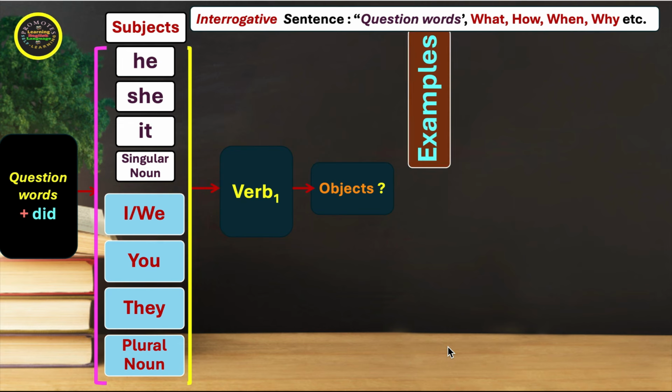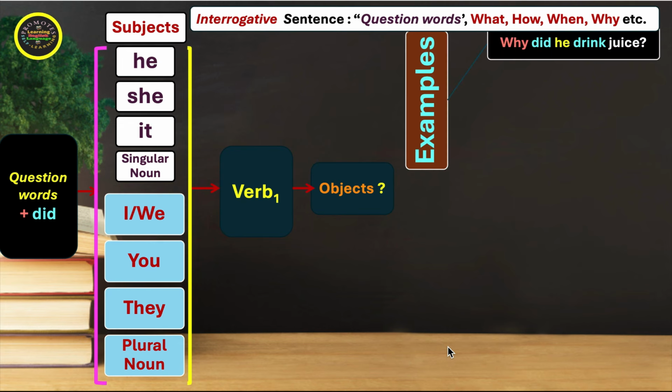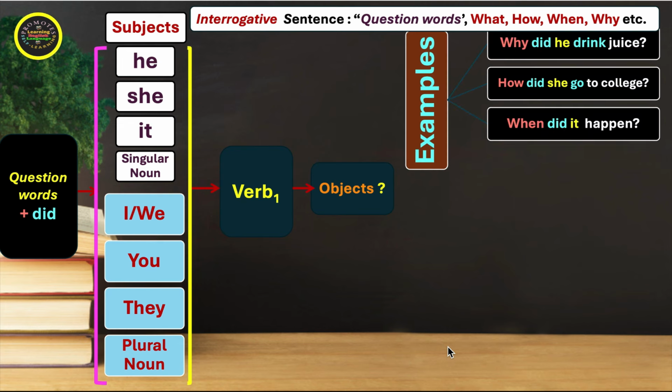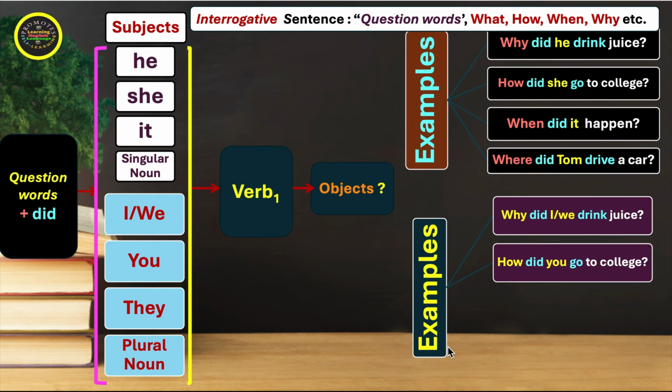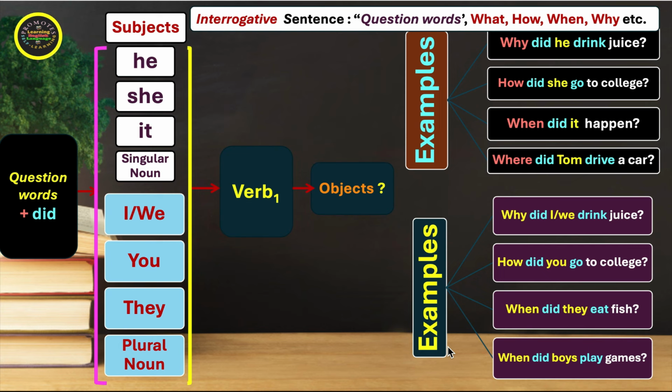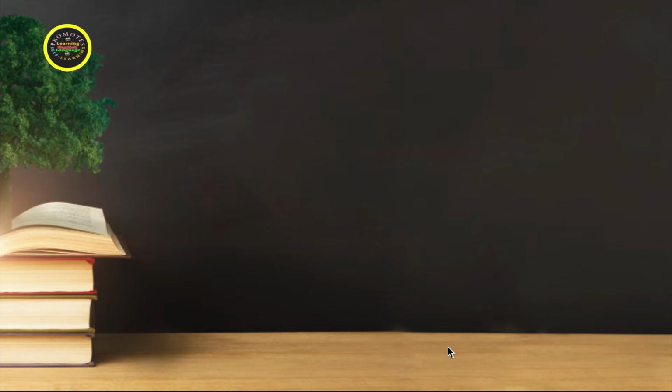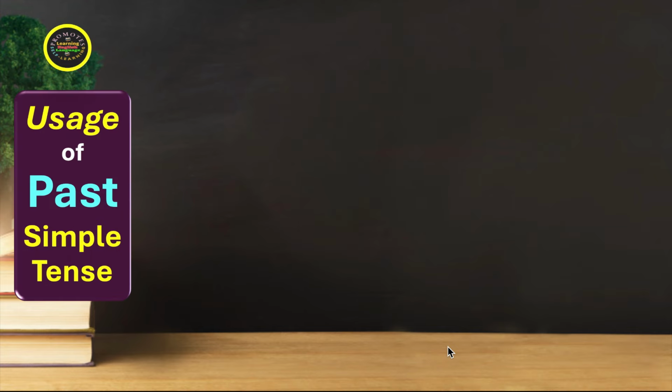Let's see the examples. Why did he drink juice? How did she go to college? When did it happen? Where did Tom drive a car? We have some more examples in this direction. Why did I or we drink juice? How did you go to college? When did they eat fish? When did boys play games? So these are the structures of past simple tense in all its forms. Now we continue to discuss the usage of past simple tense.